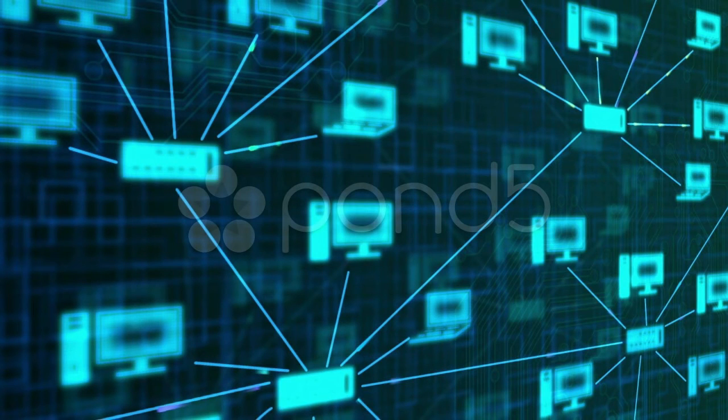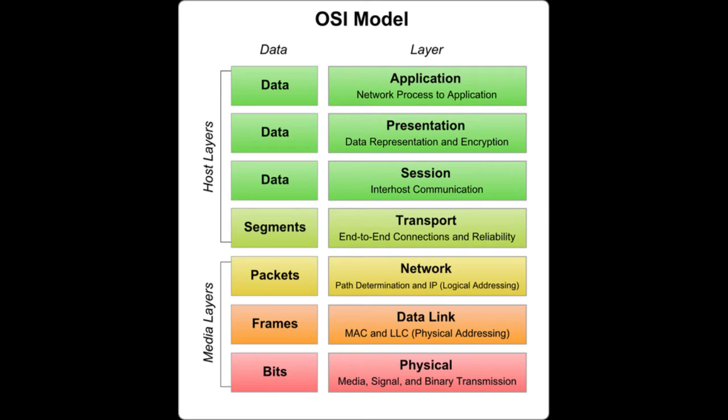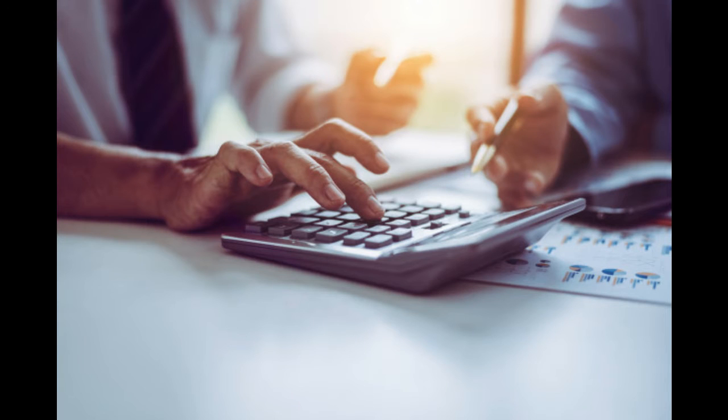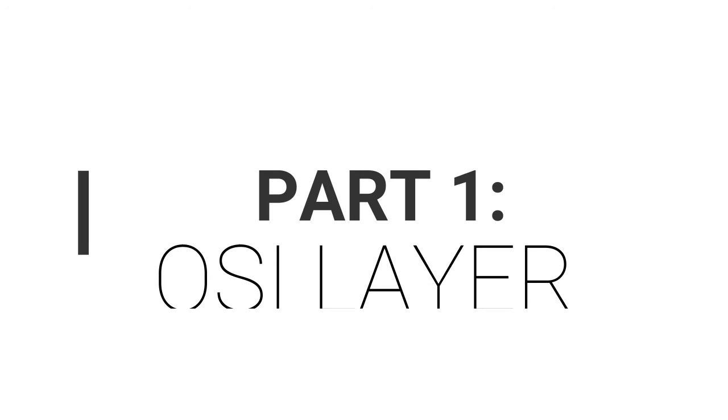B031910475. In the final project, May 2020, Data Communication and Networking, I'll be talking about the OSI model and subnetting calculation. Part 1, OSI layer. Layer 7, application layer.